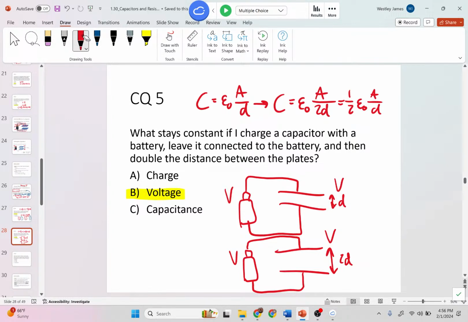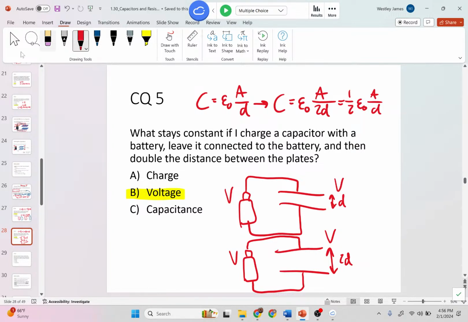So unfortunately, proving why the charge stays the same kind of relies on you knowing the voltage is going to stay the same, and there's not really any way to prove that independent from that fact. For you to understand that the charge changes, you have to know voltage stays the same. I can't do those separately, unfortunately.